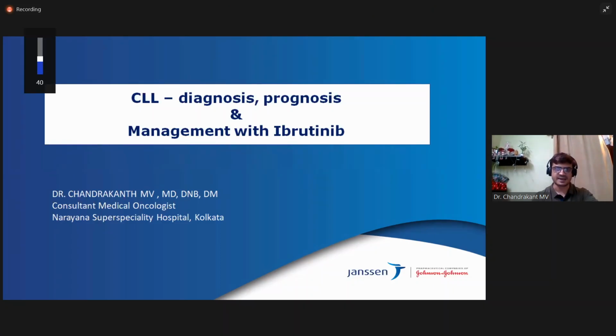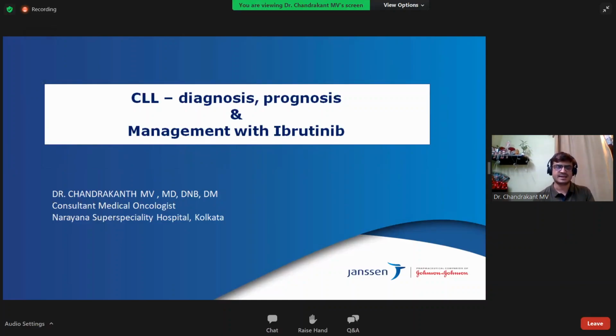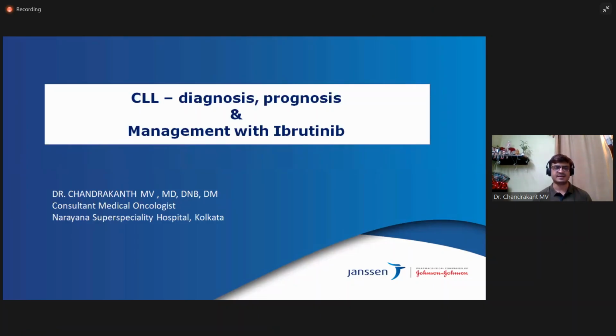So with this in background, today I will be presenting CLL. The initial part will be basically on the background of CLL. How do we diagnose? What is the prognosis? And what are the treatment options? And then I will be going into the management part, specifically addressing what is the data we have on Ibrutinib.